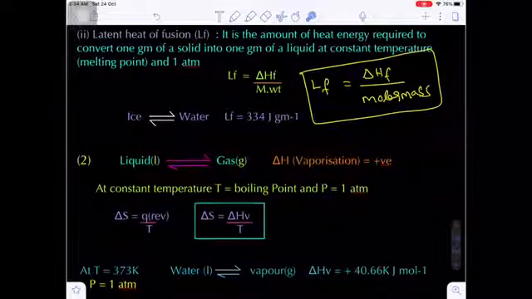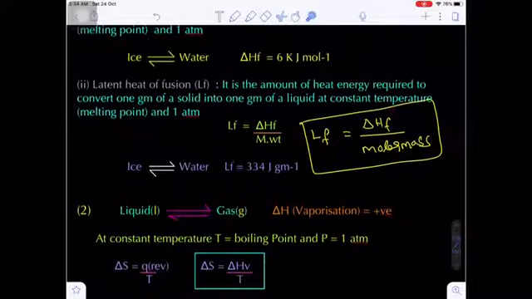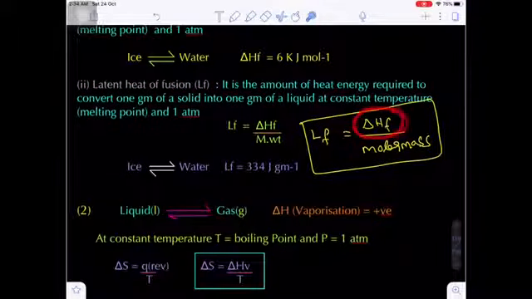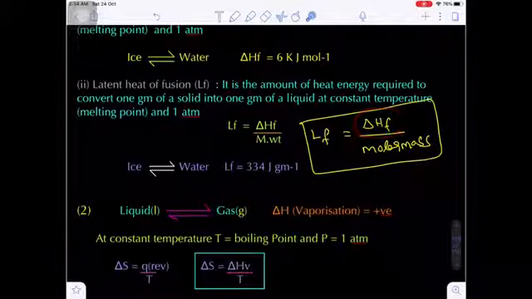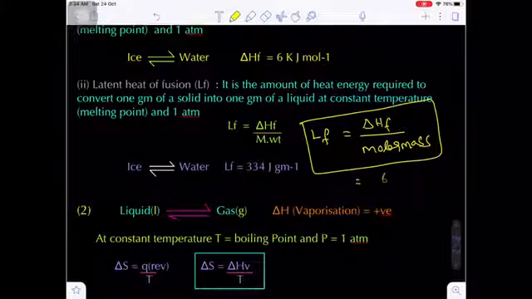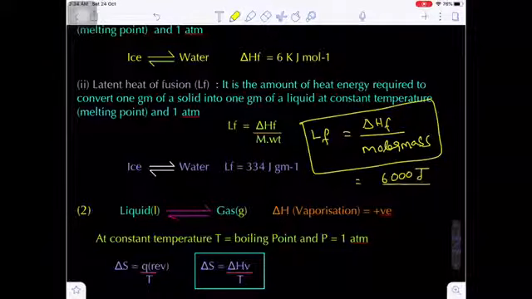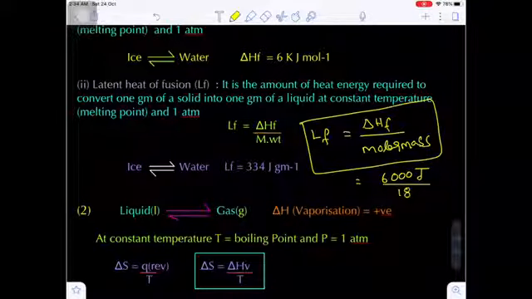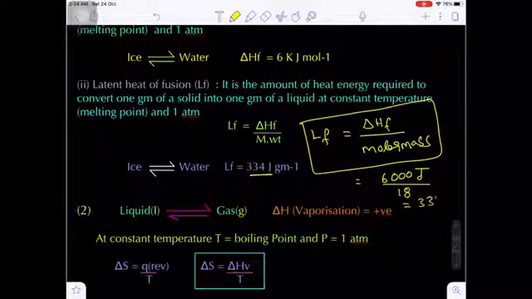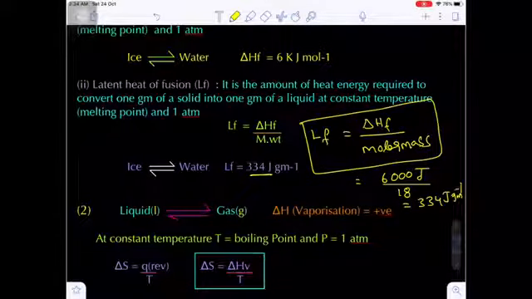Now you see, what is the enthalpy of fusion of ice? That will be 6 kilojoule. Are you getting my point? 6 kilojoule, nothing but 6000 joule. Now dividing by the molar mass of water or ice, which is 18. So finally you will get how much value? Roughly 334 joule per gram.